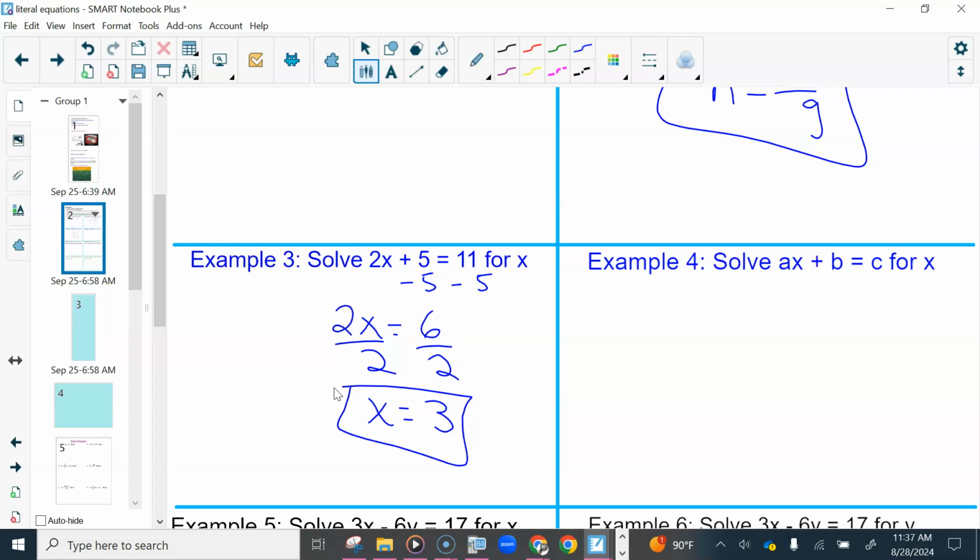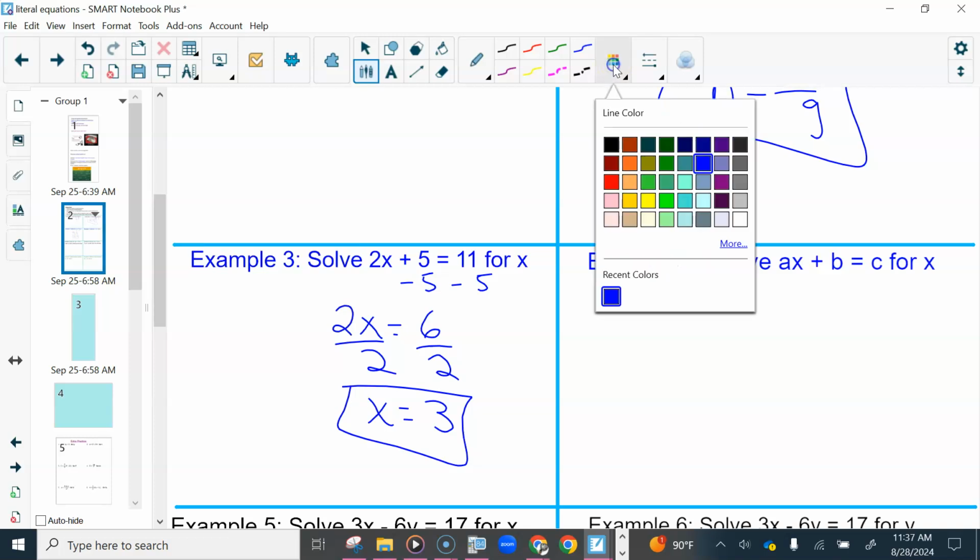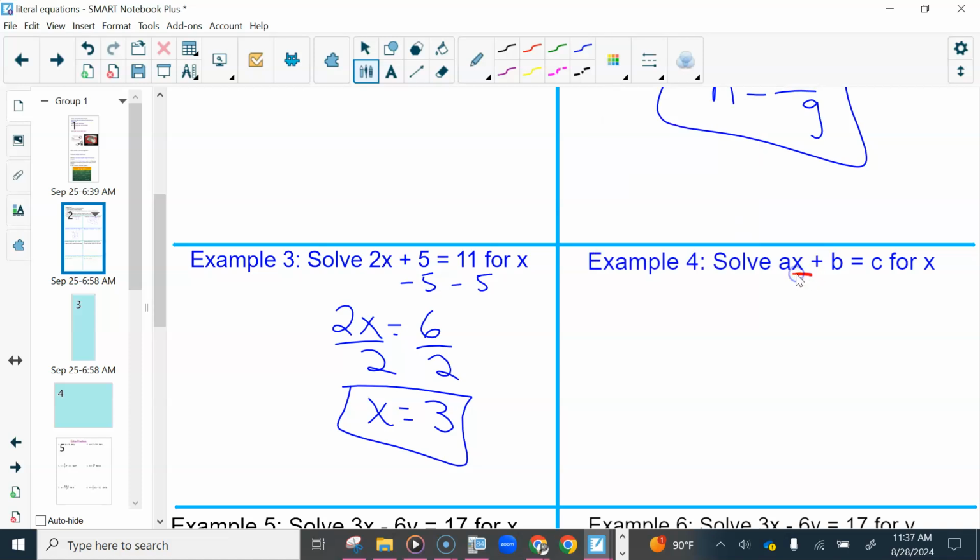Okay. And then example 4 is set up just like example 3. We are also solving for x, but there aren't any numbers. What would we do first? So not divide. Subtract b. So we're going to subtract b from both sides. The b is going to cancel. But c minus b, I can't do anything with that. I'm just going to rewrite it. Just like that. No, that's not our answer yet, because we haven't gotten x by itself.